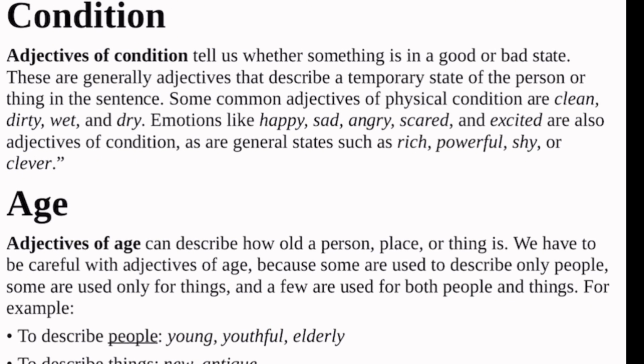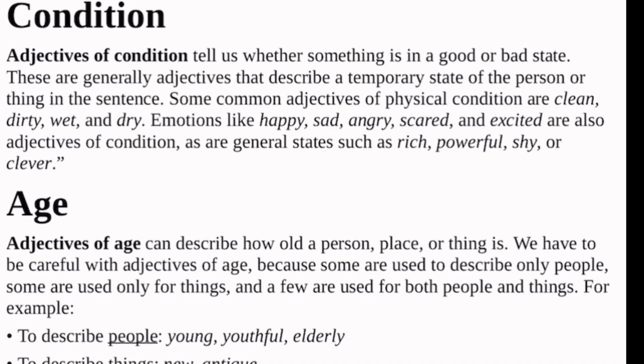The next one is adjective of condition. Adjective of condition tells us whether something is in a good or a bad state. These are generally adjectives that describe a temporary state of a person or a thing. So some common adjectives of physical condition are clean, dirty, wet, dry. They are different from opinion because opinion sometimes is kind of permanent. But this one, we are talking about temporary, because something that is clean today might be dirty tomorrow. Something that is wet now might be dry later.